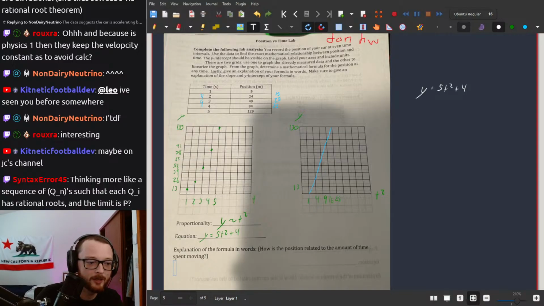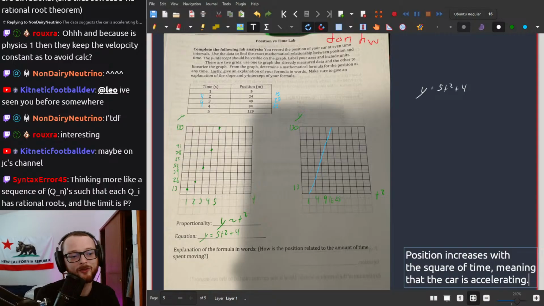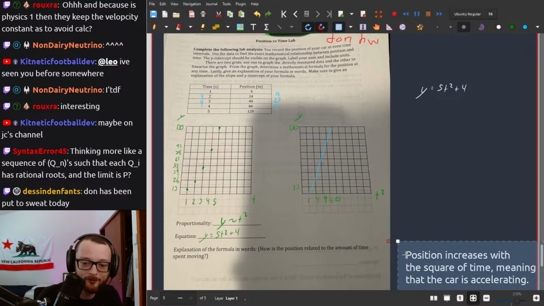Oh, well, that's not easy to read. Position. The square of time. That car is accelerating. So I agree that it's accelerating, but I don't know. I stand by my opinion that this question sucks, and it should feel bad about itself.